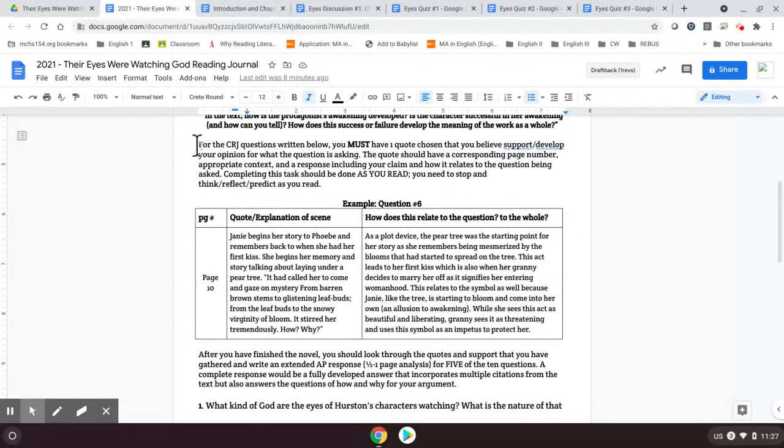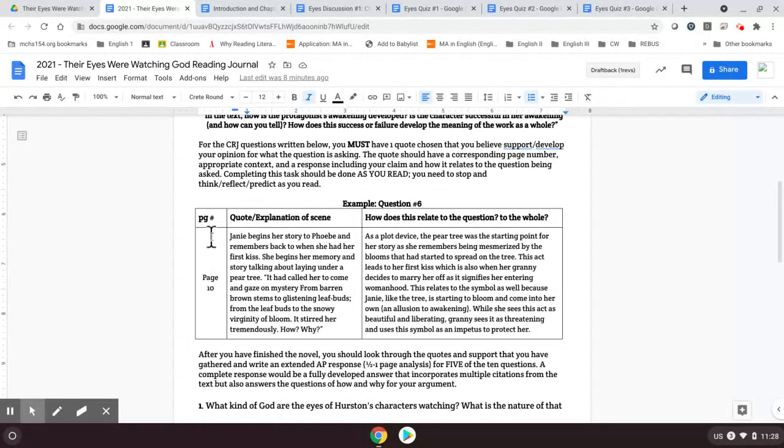So when this is posted, I would make sure that you read through the directions. But it does say for the CRJ questions, you must have one quote chosen that you believe supports or develops your opinion for what the question is asking. It has to include a page number. It has to include context, meaning who's speaking, who is this person speaking to, what are they talking about? And it needs to have how it relates to the question being asked.